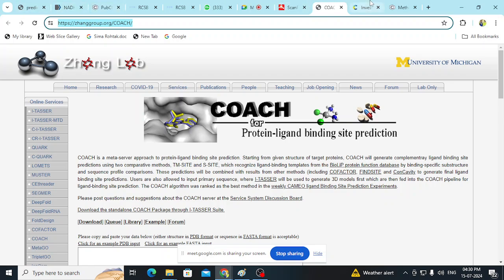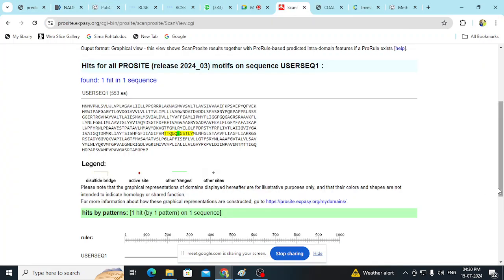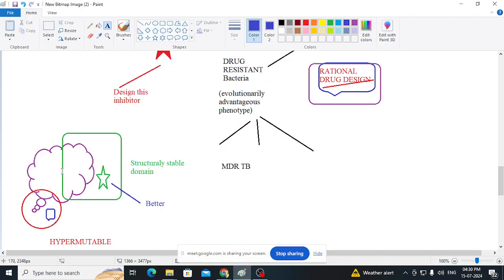In this particular tool, we are using only a single consideration. What is the consideration? We want a stable site which will not be mutated very randomly. Also, it could be the functional site of the protein. Therefore, it is highly important to design the drug around this particular domain.